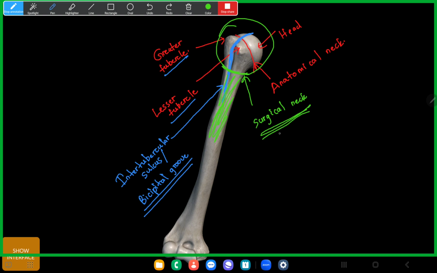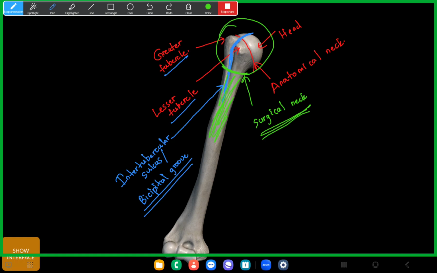So, if a fracture of the surgical neck occurs, there is damage to the axillary nerve. Because the axillary nerve gives innervation to the deltoid muscle, if there is damage to the axillary nerve, the nerve supply to the deltoid muscle gets disrupted. So the deltoid muscle gets wasted. The function of the deltoid muscle is disrupted.